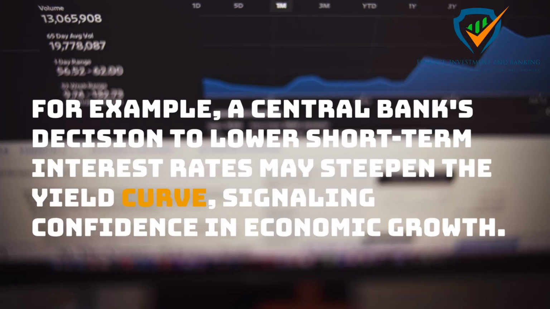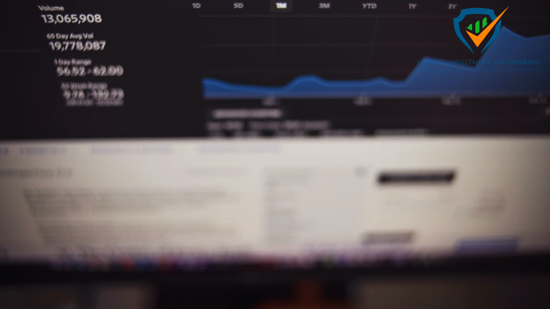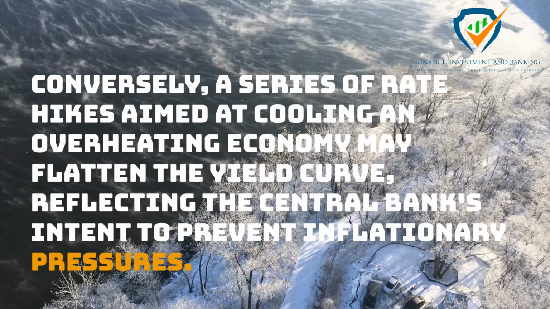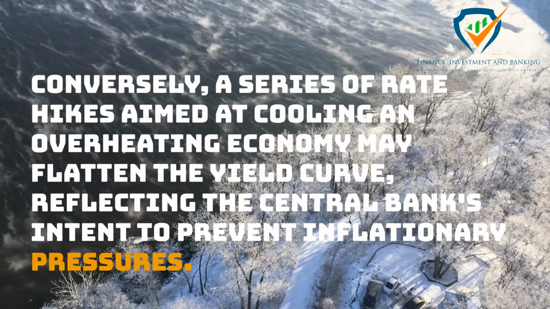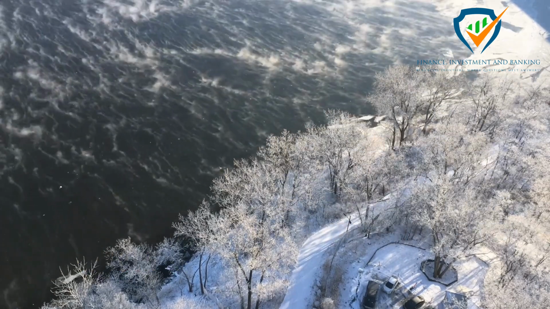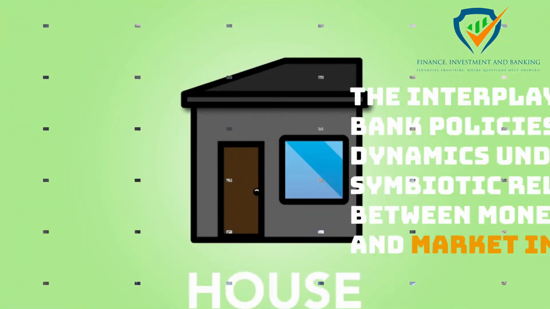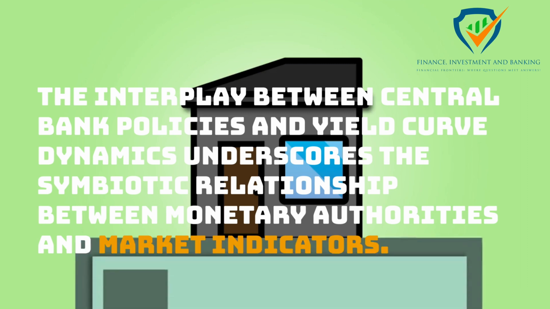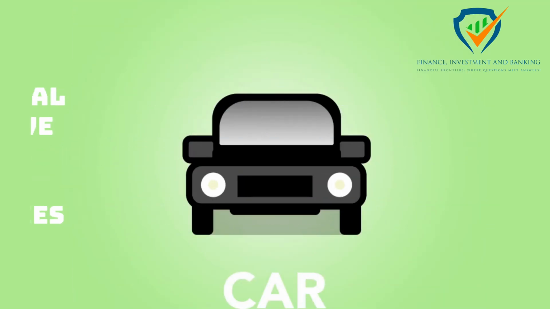For example, a central bank's decision to lower short-term interest rates may steepen the yield curve, signaling confidence in economic growth. Conversely, a series of rate hikes aimed at cooling an overheating economy may flatten the yield curve, reflecting the central bank's intent to prevent inflationary pressures. The interplay between central bank policies and yield curve dynamics underscores the symbiotic relationship between monetary authorities and market indicators.